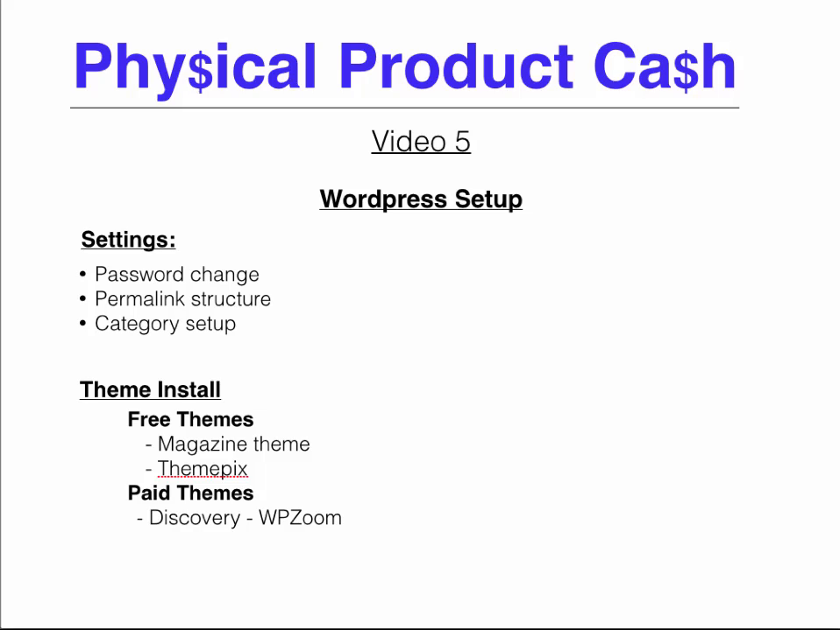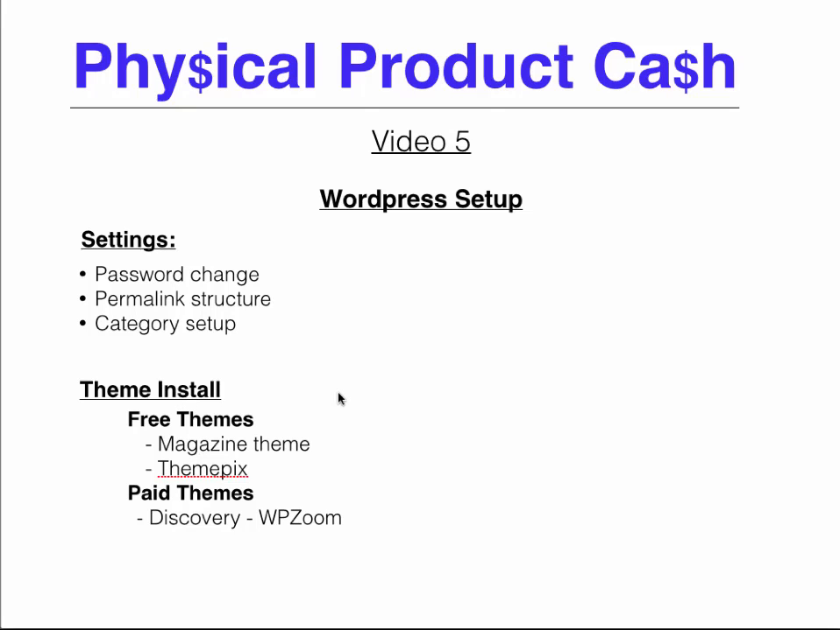Basically, we are going to do 3 settings in the WordPress admin, and we will install a theme. In the settings, we are going to do a password change, and we are going to change the permalink structure. And I will be showing the categories, if we want to have any further categories, how to set them up. And once we have done this, we will install themes.